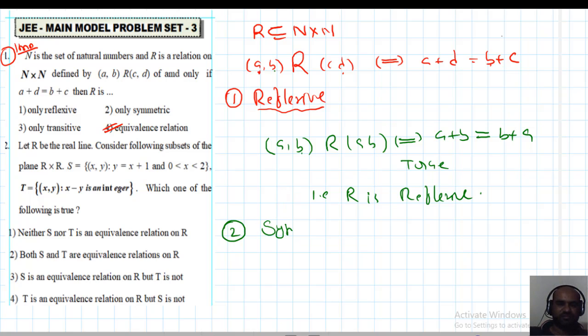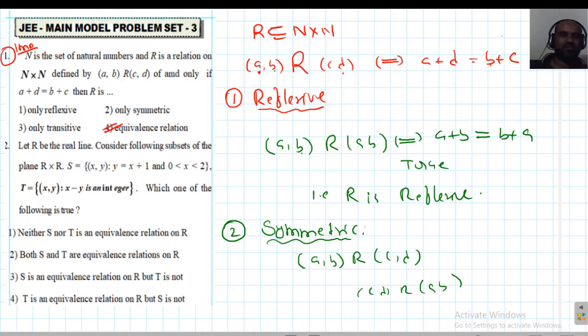Now you need to check for symmetry. Ordered pair (a, b) related to ordered pair (c, d). What should we prove? It gives (c, d) related to (a, b). That is our plan. Then you can say that it is symmetric. Students, according to the given rule, A plus D equal to B plus C.